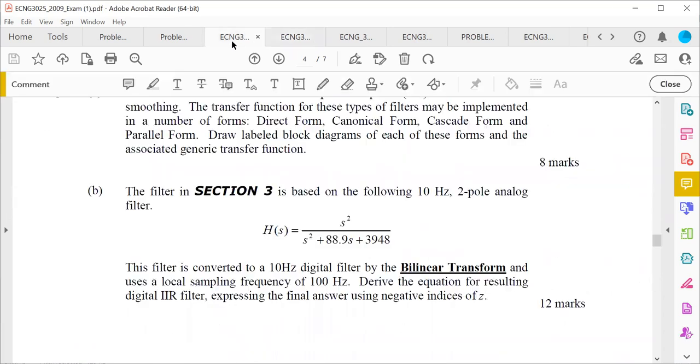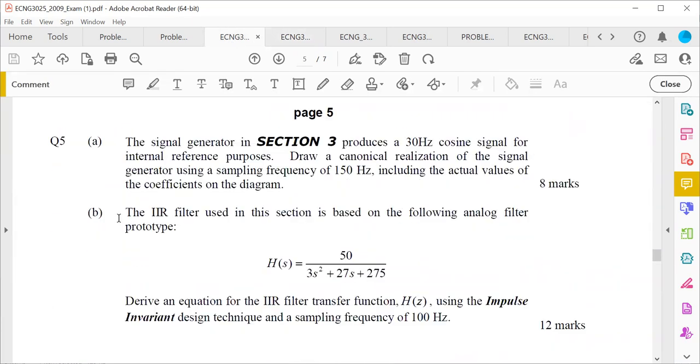So let's go back to question. That was question four. And question five, part one, had to do with the signal generator: how to generate a cosine and a sine and so on, and the representations for that. That was in waveform generation.